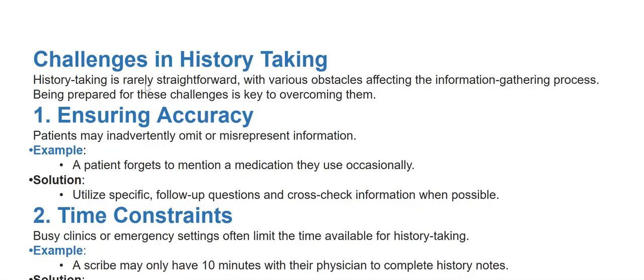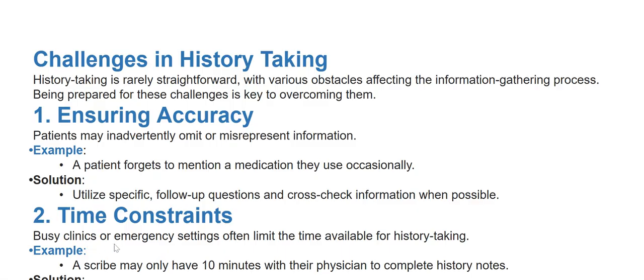Challenges in history taking. History taking is rarely straightforward, with various obstacles affecting the information gathering process. Being prepared for these challenges is key to overcoming them. Ensuring accuracy. Patients may inadvertently omit or misrepresent information. So, example, a patient forgets to mention a medication they use occasionally. Solution: utilize specific follow-up questions and cross-check information when possible.